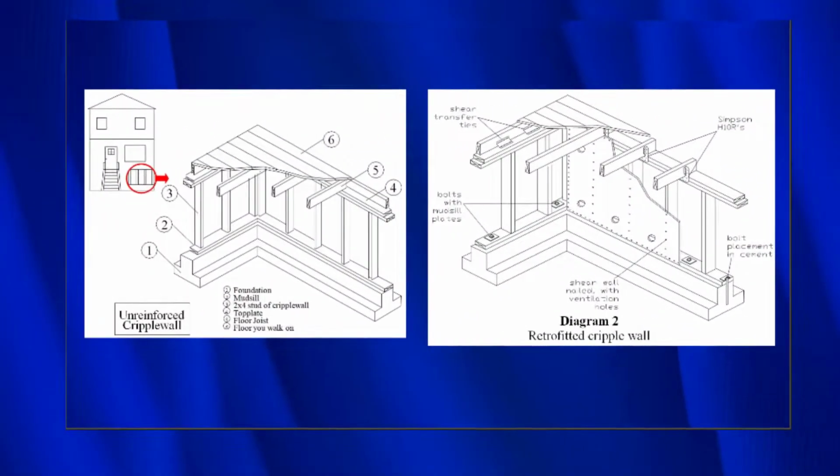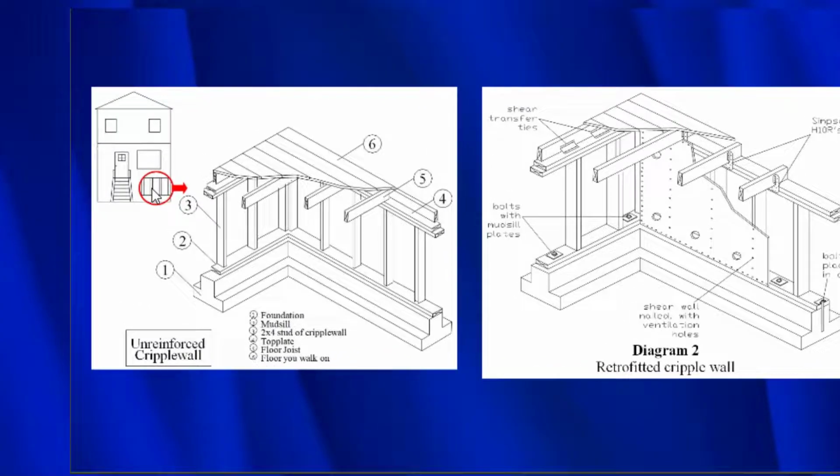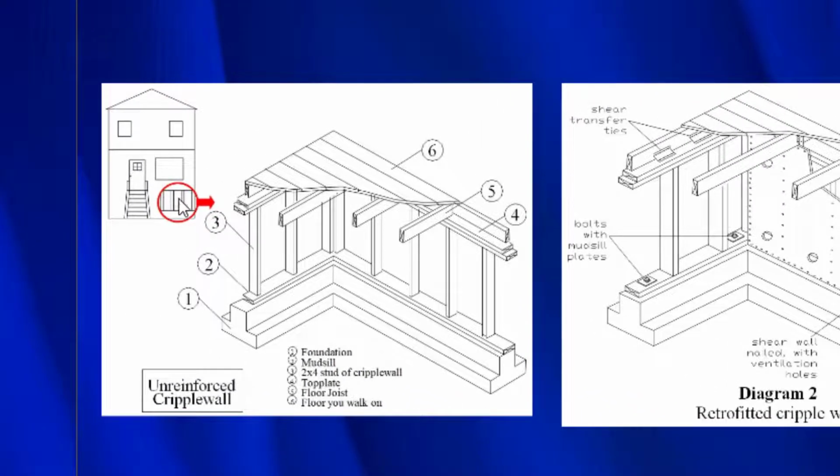So now we've done everything we need to do to create a shear wall out of our cripple wall, and let's review it one more time. So again, this is the cripple wall. We can't have that collapse, otherwise the house will go with it. And here is our unreinforced cripple wall.